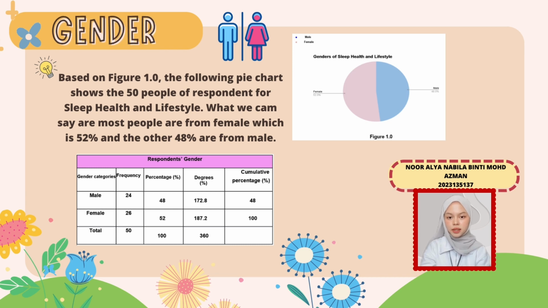Okay, as you can see, this pie chart is showing gender. Based on figure 1.0, the following pie chart shows the 50 respondents for sleep, health and lifestyle. What we see is that most people are female, which is 52%, and the other 48% are male.